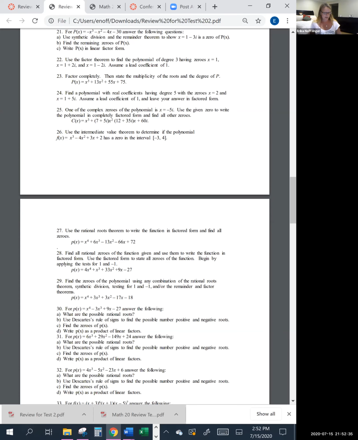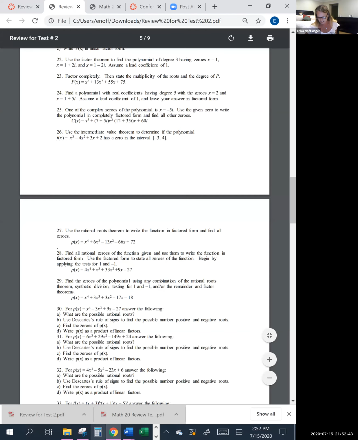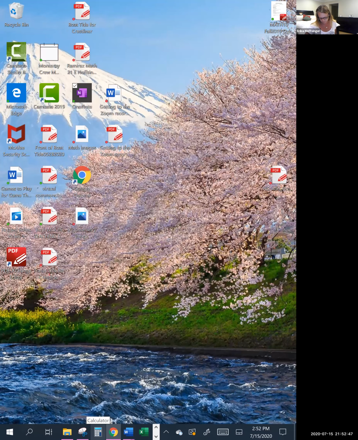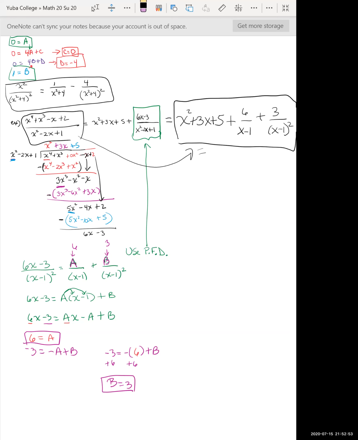Okay, so does any of that really strike you like I need to go over that again? Can we do the polynomial rational inequalities? Rational inequalities, okay.